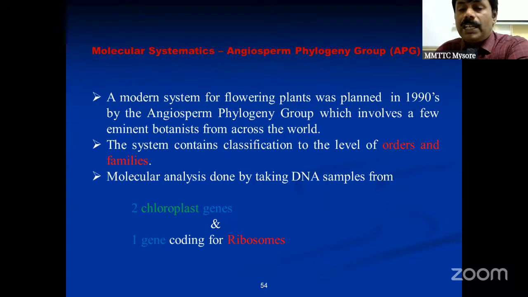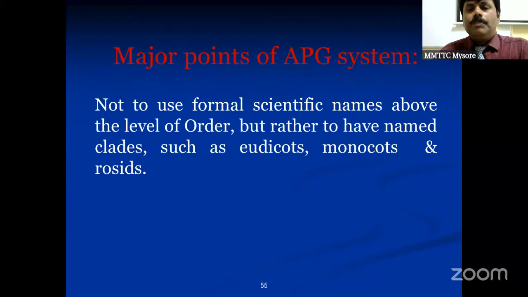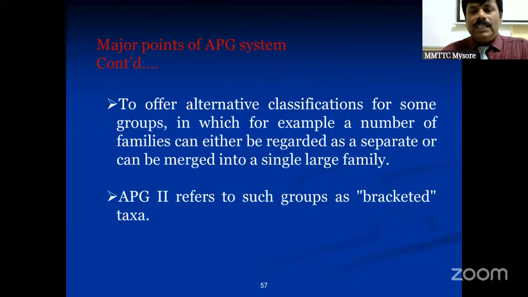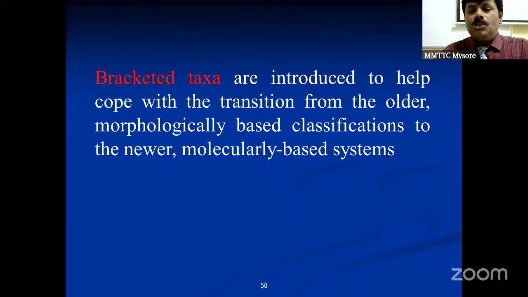Molecular analysis was done by taking DNA samples from chloroplast, 2 chloroplast genes and 1 gene coding for ribosomes. Major points: they do not use formal scientific names above the level of order. The classification above the level of order is not mentioned; rather, they use named clades such as eudicots, monocots, and rosids. They place a substantial number of taxa whose classification has traditionally been uncertain. Bracketed taxa are introduced to help cope with the transition from the older morphologically based classification to the newer molecularly based system.